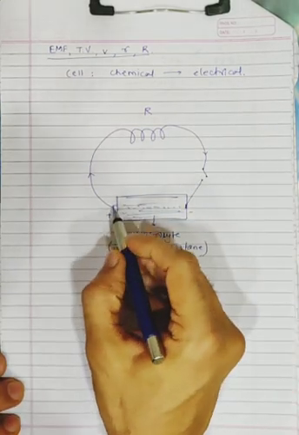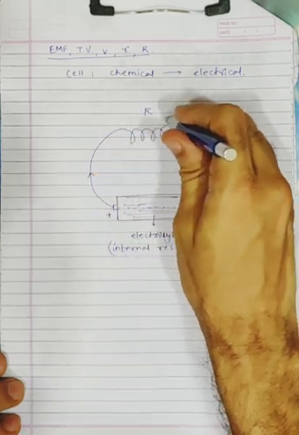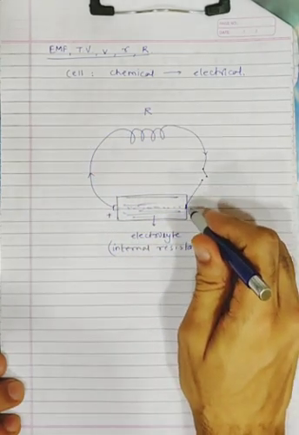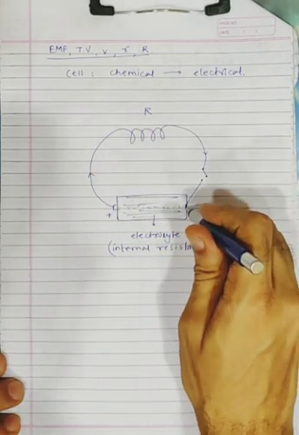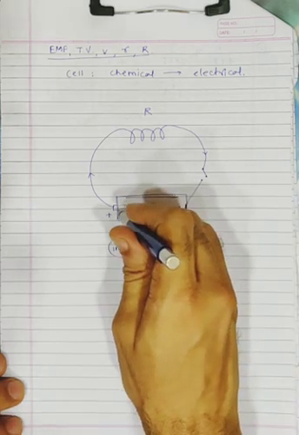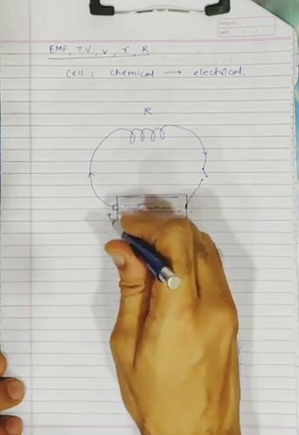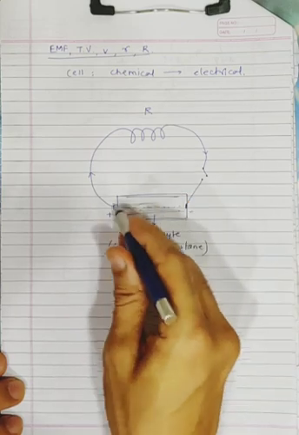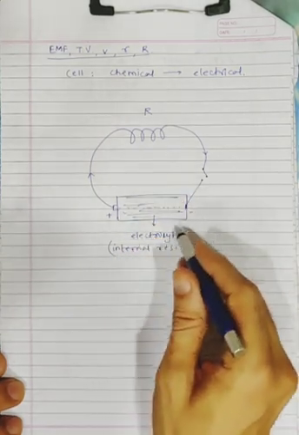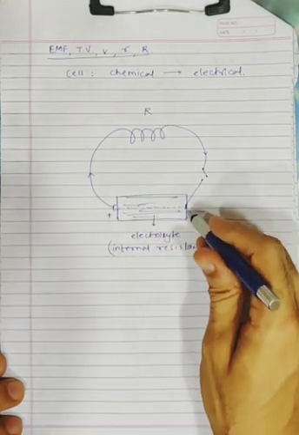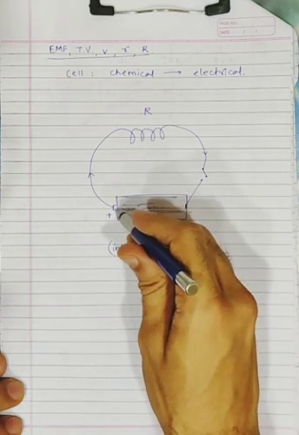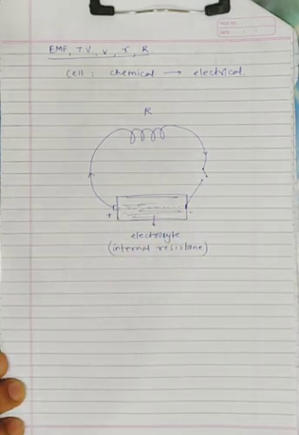When a charge starts from here, it has to overcome the external resistance and then reach the negative terminal. Then it is again forced to move from negative to positive. Who forces it to move from negative to positive again? The electrolyte. Meaning there is a chemical reaction in the electrolyte that forces this charge to move from here to the positive terminal.